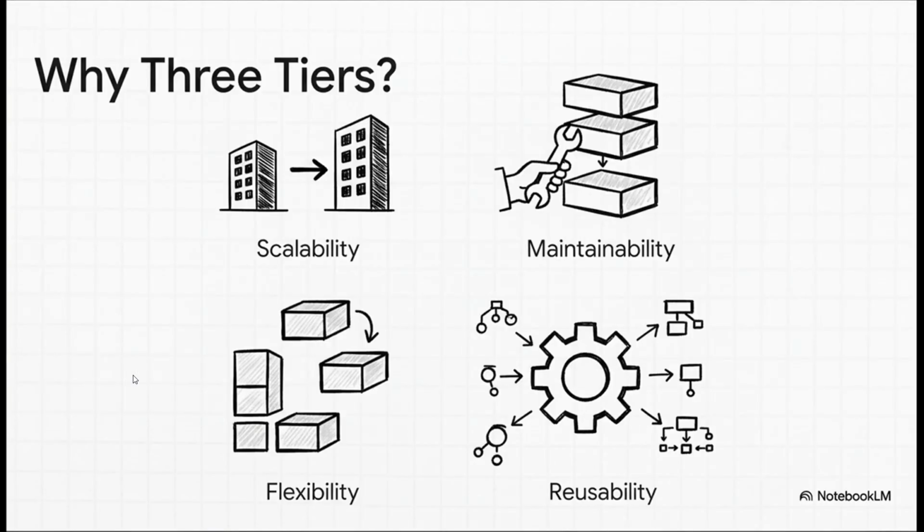So why bother with all this separation? Well, because it makes the whole system incredibly powerful. Need to handle more customers? You just add more power to one tier without touching the others. That's scalability. Want to redesign your website? You can change the presentation tier without messing with the database. That's maintainability. It just gives you immense flexibility and lets you reuse components down the road.